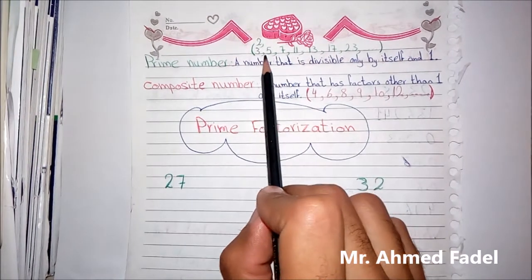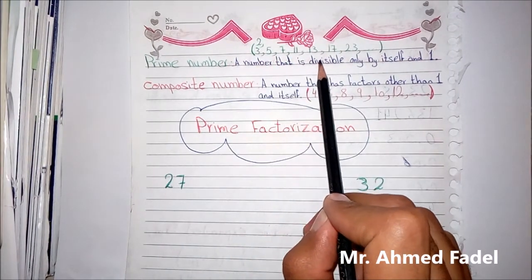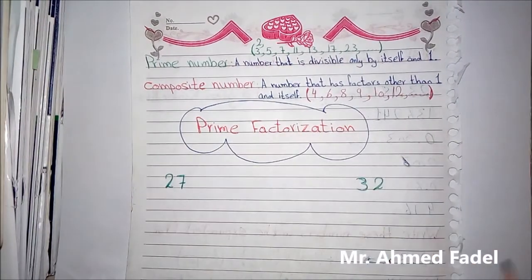So 2, 3, 5, 7, 11, 13, 17, 23, and so on. All these numbers are called prime numbers because nothing can go into them but themselves and 1. So that's why we call them prime numbers.